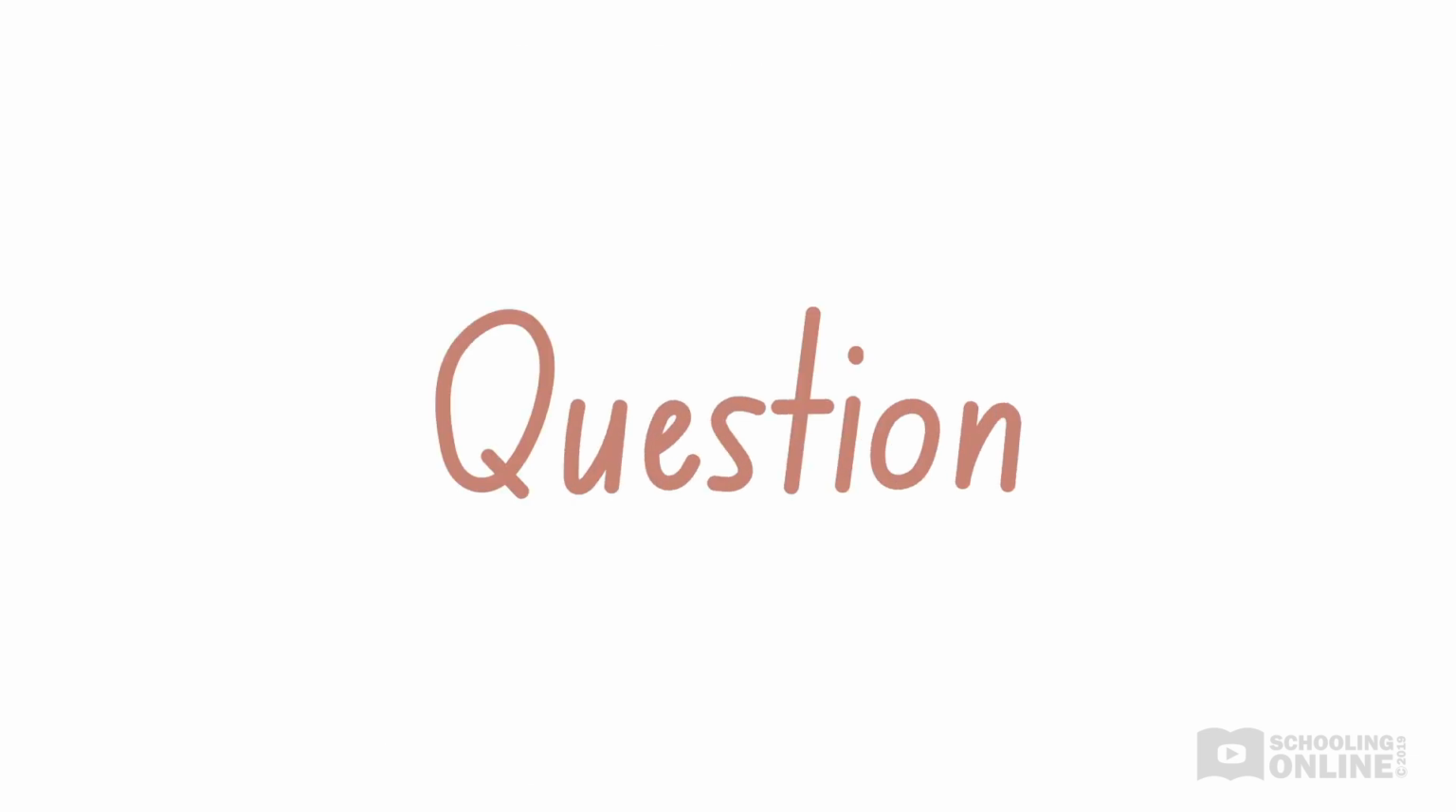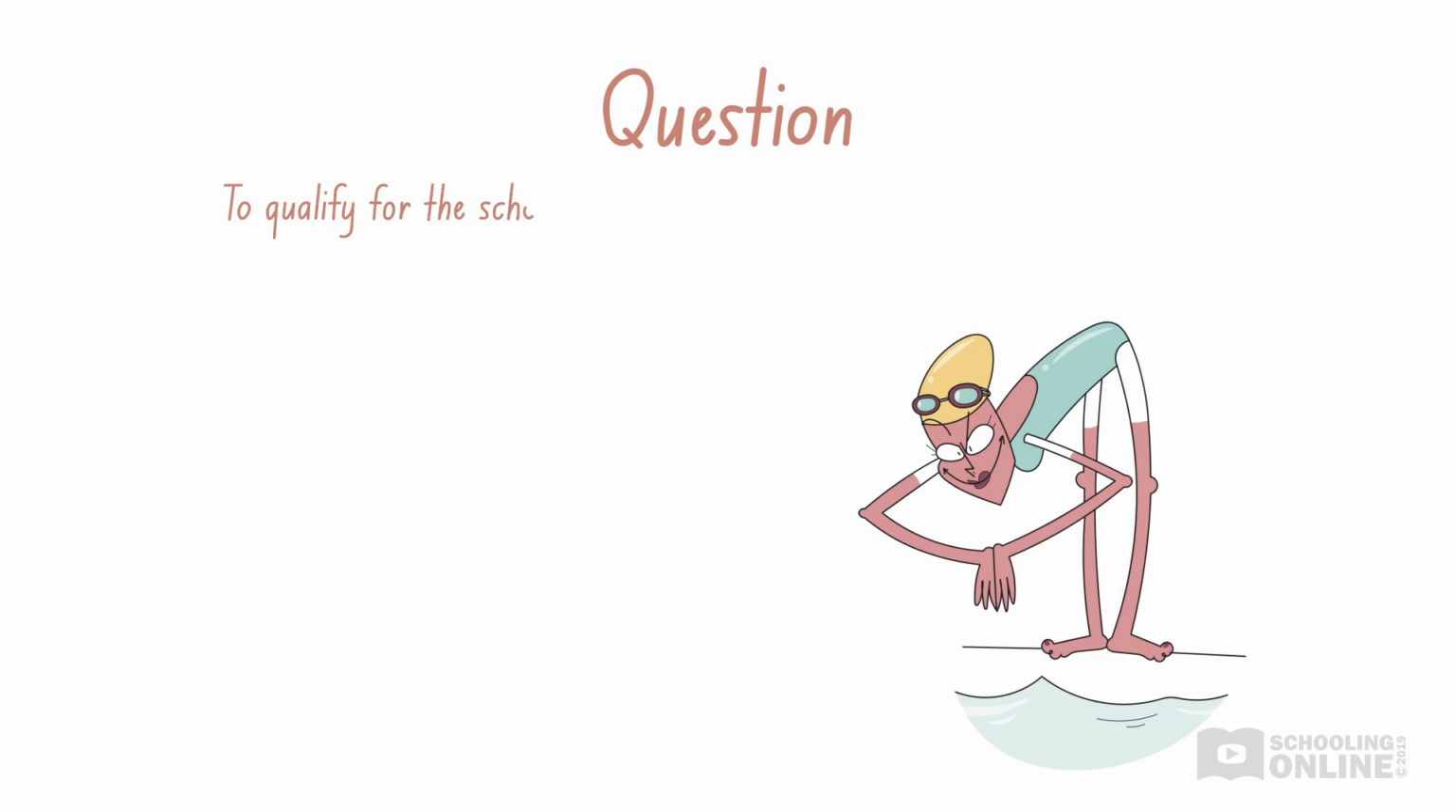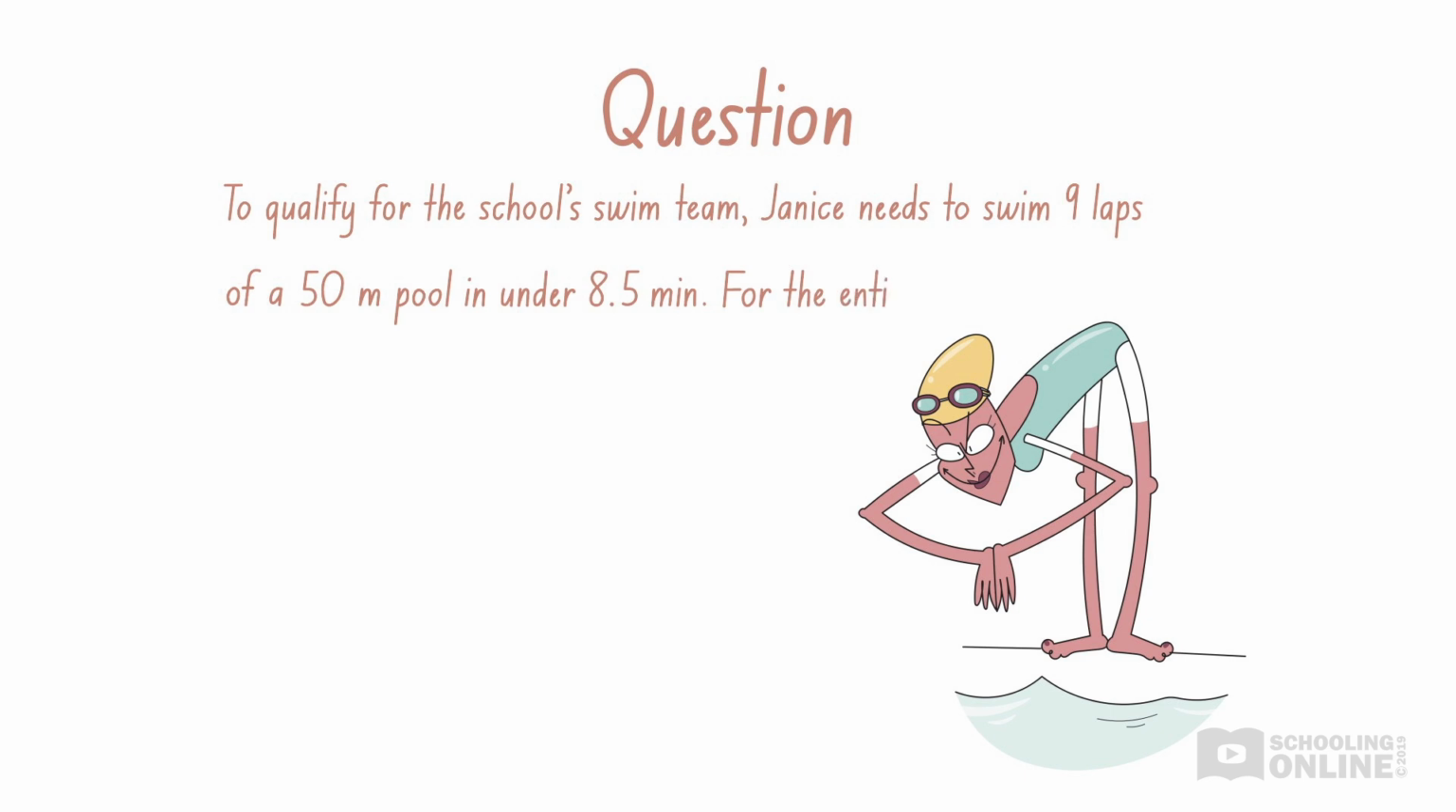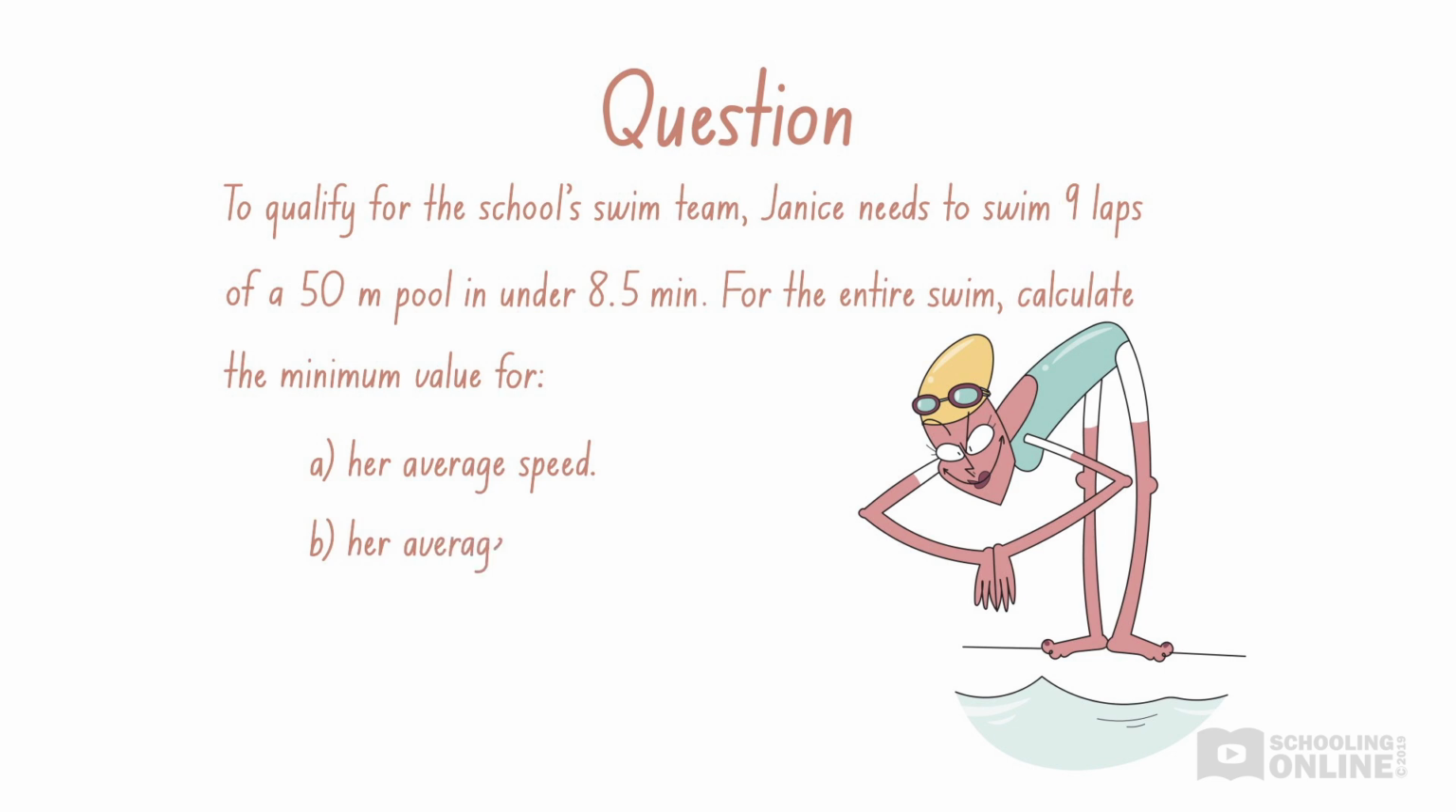Before we finish, let's work through a sample question. To qualify for the school's swim team, Janice needs to swim 9 laps of a 50-metre pool in under 8.5 minutes. For the entire swim, calculate the minimum value for her average speed and her average velocity. Pause here to think about your answer.